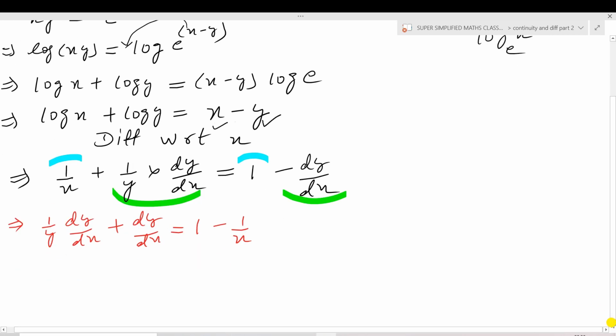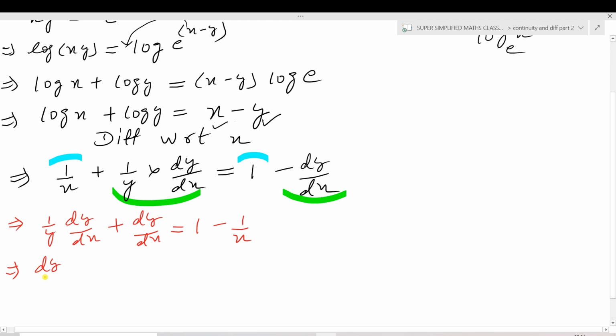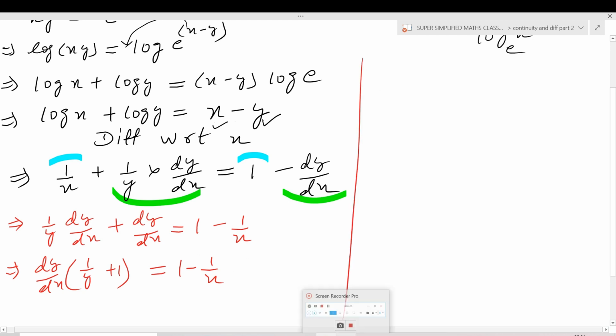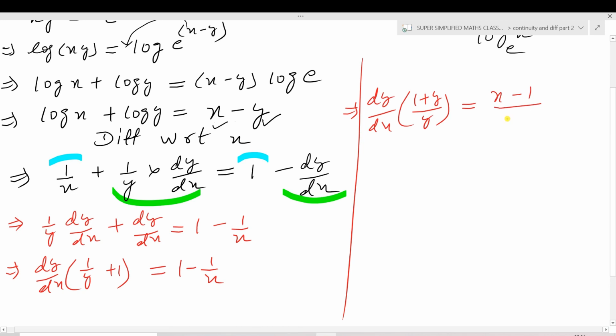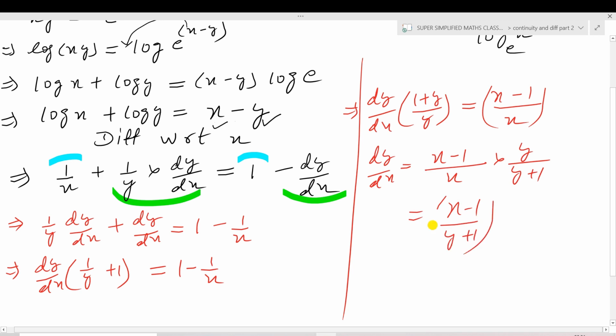And now I simplify by collecting dy by dx, taking dy by dx common. I will have 1 by y plus 1 is equal to 1 minus 1 by x, and now I will be taking the LCM. So I will have dy by dx into (1 plus y) by y. I have taken the LCM of the left hand side and right hand side, so I will have this expression. So now I can find dy by dx is equal to (x minus 1) upon x into y upon (y plus 1), which is equal to (x minus 1) upon (y plus 1) multiplied by y by x.